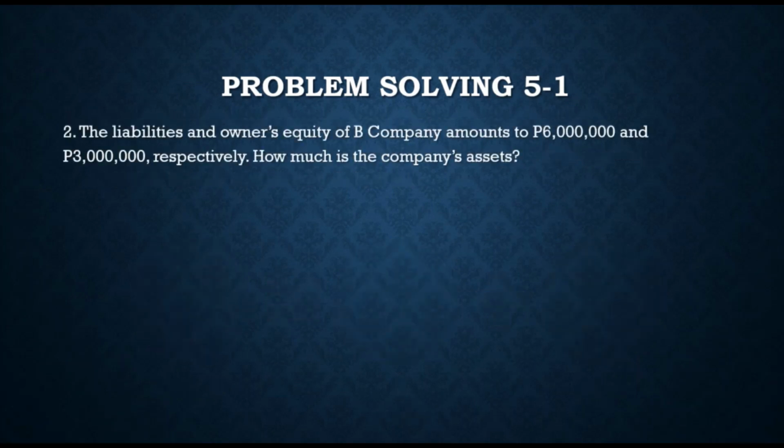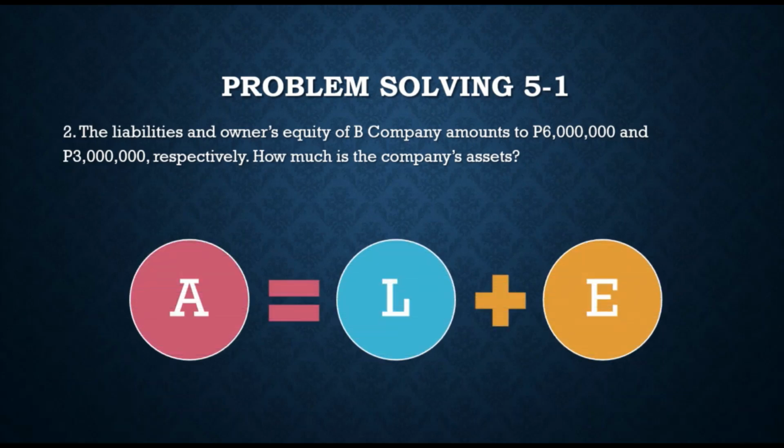Number 2, the liabilities and owner's equity of B company amounts to 6 million and 3 million respectively. How much is the company's assets? So sa ating accounting equation, A is equal to L plus E. So may liabilities daw tayo na 6 million and may owner's equity na 3 million. So 6 million plus 3 million is equal to 9 million. That is the company's total assets.